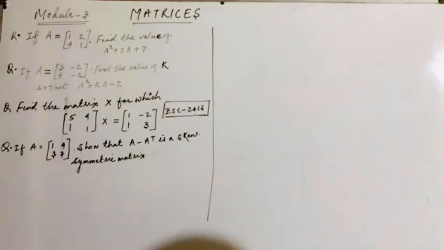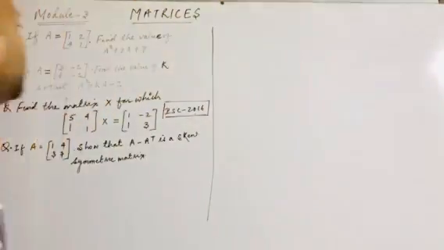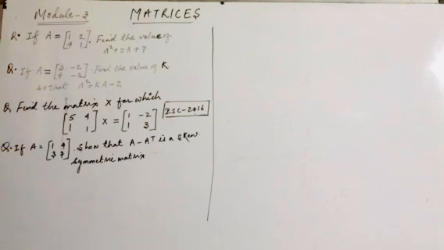Welcome back, children. In today's module, we are going to solve these sums. If you remember, in the previous module, we discussed the multiplication of matrices. There are two types of multiplication. One is scalar multiplication, in which a fixed magnitude scalar is multiplied to each and every element of the matrix, and next is the multiplication of matrices.